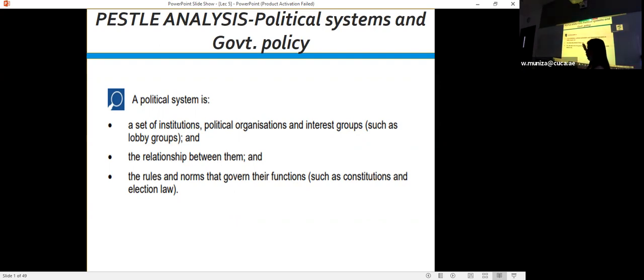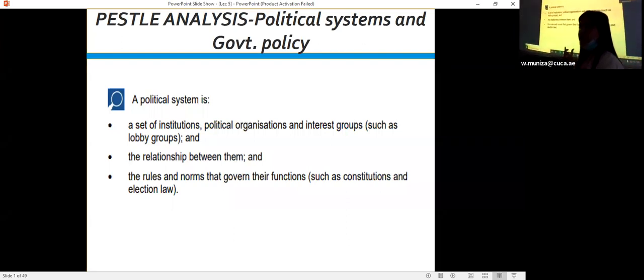A set of institutions, political organizations, and interest groups, and the relationship between them. What is the relationship between the government of a country and the army? What is the relationship of the army and judiciary of a country?